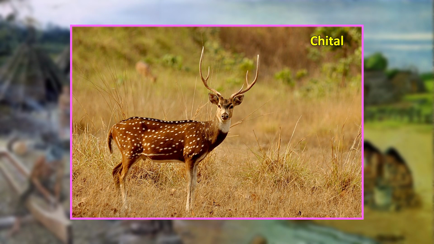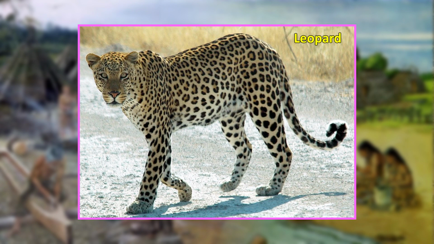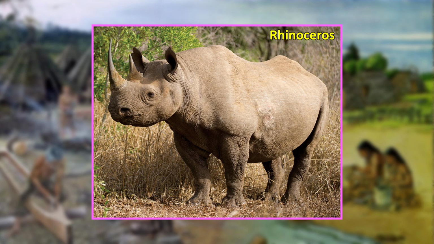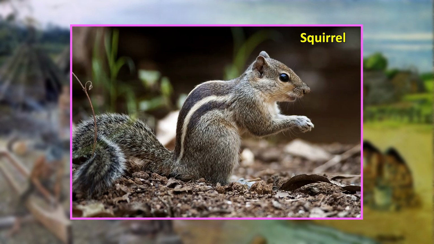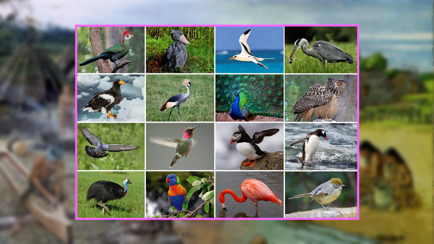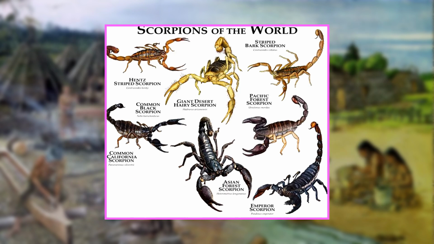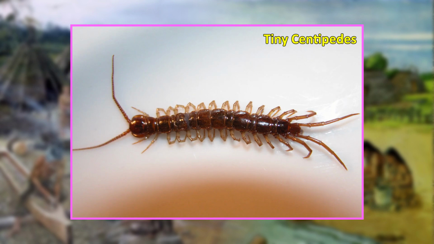Like other Mesolithic rock art sites, animals predominate in the scenes at Bhimbetka. The artwork features 29 different types of animals, including the cheetah, which is the most prevalent, then leopard, tiger, panther, elephant, rhinoceros, antelope, deer and squirrel, etc. There are also several species of birds, fish, lizards, frogs, crabs, scorpions and tiny centipedes.